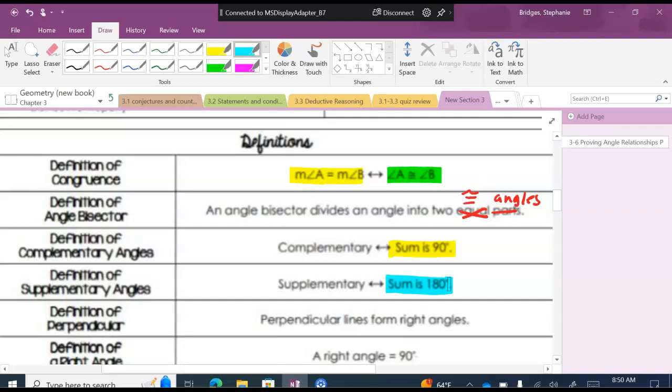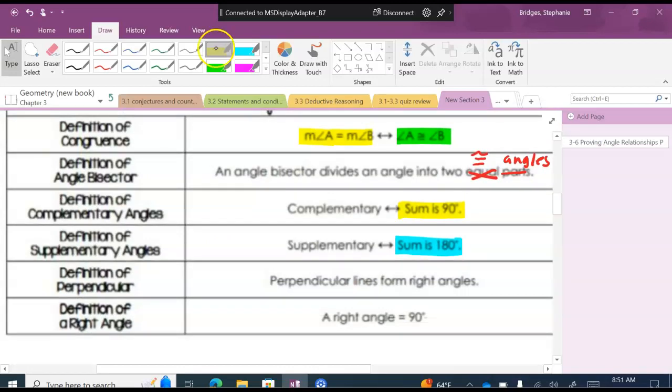The next one is if you are told that you have two perpendicular lines, then you should be able to name some right angles. You should be able to name whatever angles are right angles. And if you are told that you have a right angle, then you should be able to say that that angle's measure is 90 degrees. So again, these are things that you could be told in a proof and where they would lead you to go after that. If you're told that you have two congruent angles, you can say that their measures are equal. That is interchangeable.